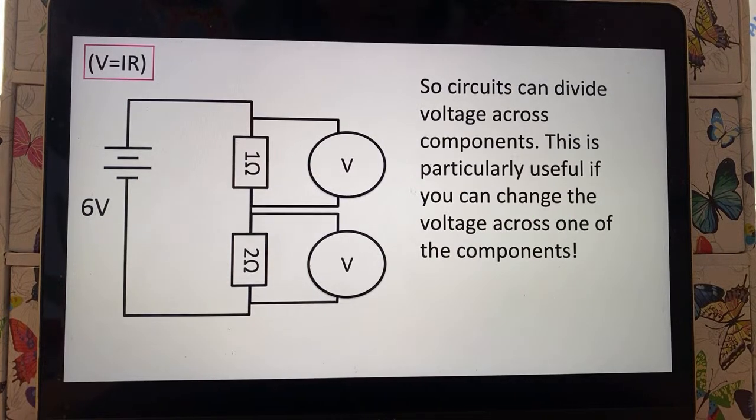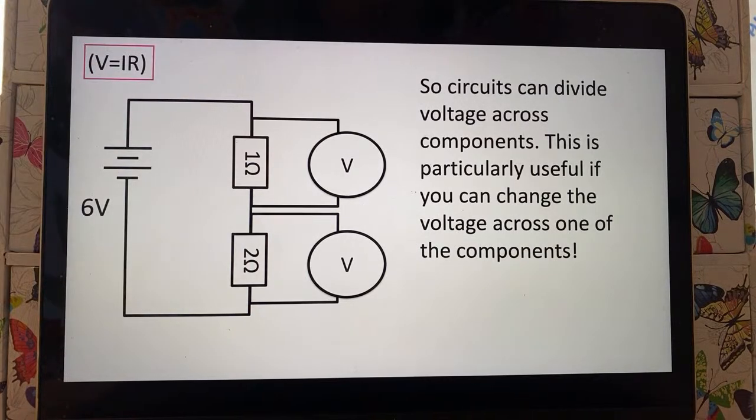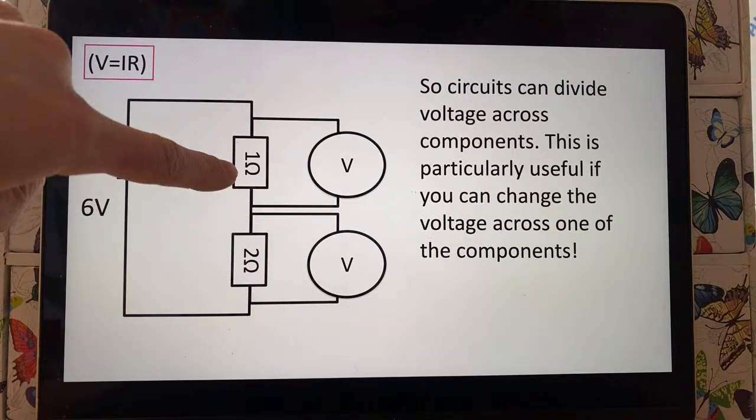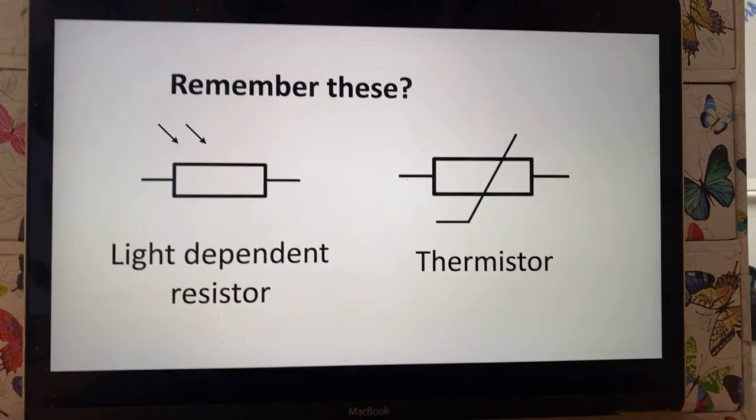Right, so why is this related? Why do Cambridge need us to know this? Well, this is a very boring version of a circuit that can divide voltage across components, okay? But it's particularly useful if you can change the voltage across one of the components. So I was asking you, how are you going to change the voltage of one of these components? You would have to change the resistance by using maybe one of these.